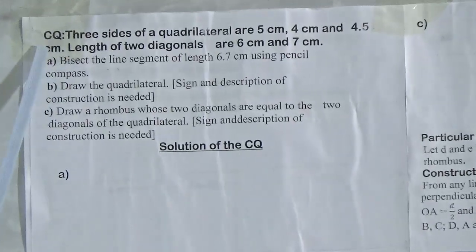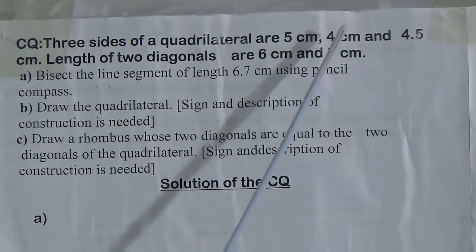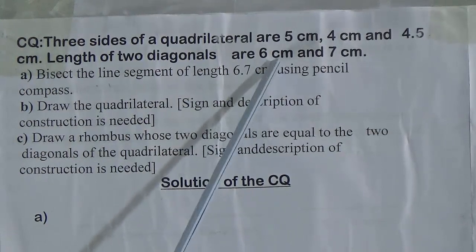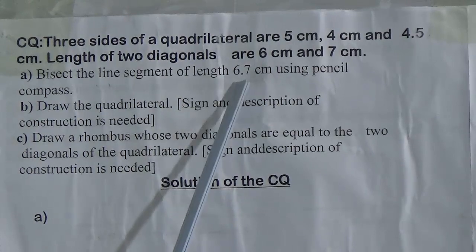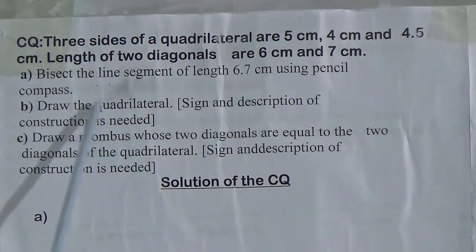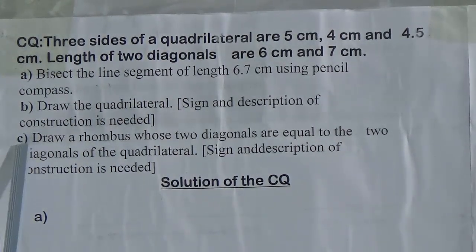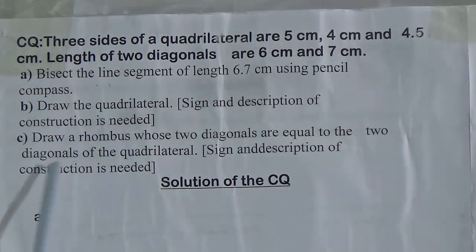Look, you see the creative question. The three sides of a quadrilateral are 5 cm, 4 cm, 4.5 cm. The lengths of the two diagonals are 6 cm and 7 cm. A number: bisect a line segment of length 6.7 cm using pencil compass. B number: draw the quadrilateral. Sign and description must. C number: draw a rhombus whose two diagonals are equal to the two diagonals of the quadrilateral. Sign and description is must.